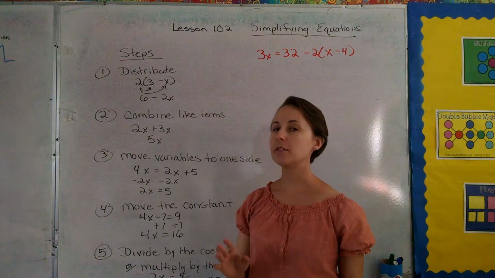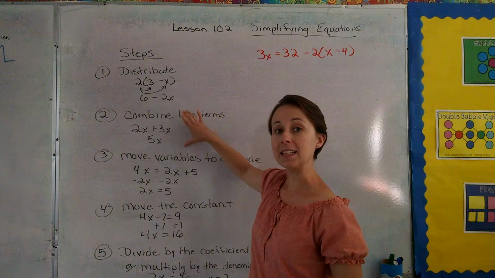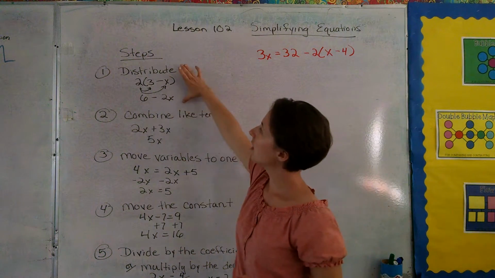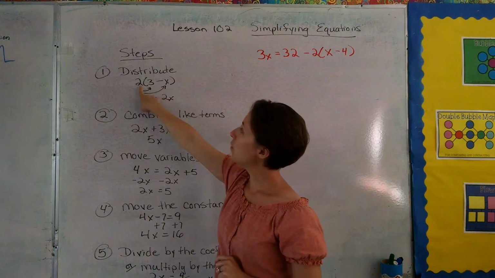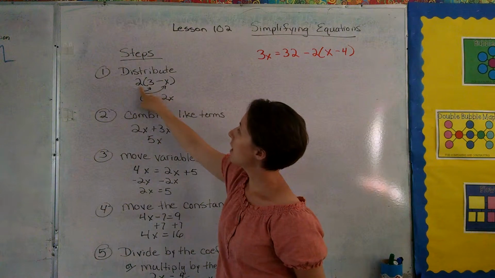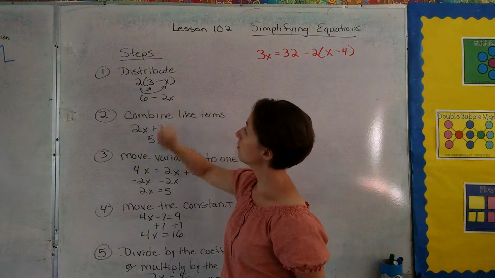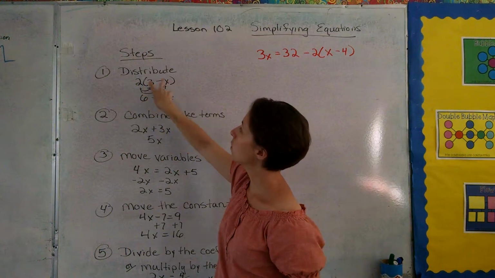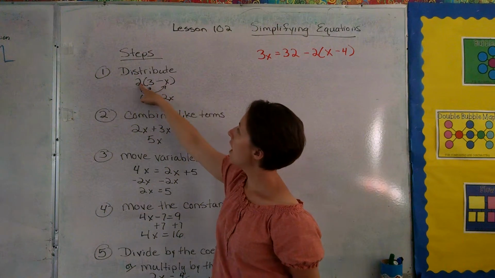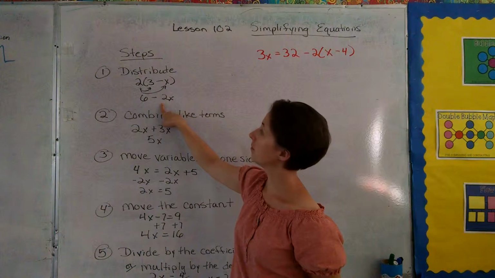Now, you may not have to do every step for every problem, but you should always check in this order to see if you need to do these things. Okay, so thing one, distribute. If you have a number times a quantity, you need to distribute that number by multiplying times each term first. So for example, if you had 2 times the quantity 3 minus x, you would take 2 times 3, which gives you 6, and then 2 times negative x, which gives you negative 2x.